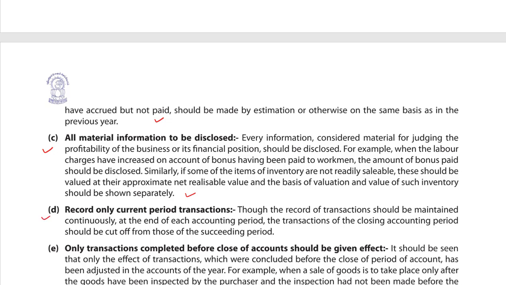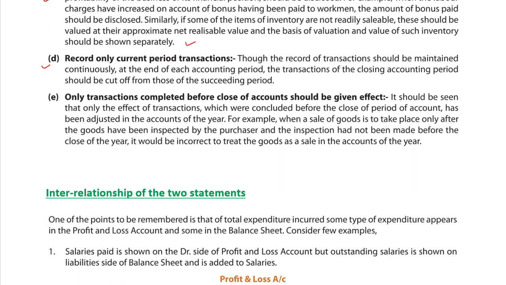Record any current period transactions. Though the record of transactions should be maintained continuously, at the end of each accounting period the transactions of the closing accounting period should be cut off from the succeeding period. Next, only transactions completed before close of accounts should be given effect. It should be seen that only the effect of transactions concluded before the close of the period of account has been adjusted in the accounts of the year.